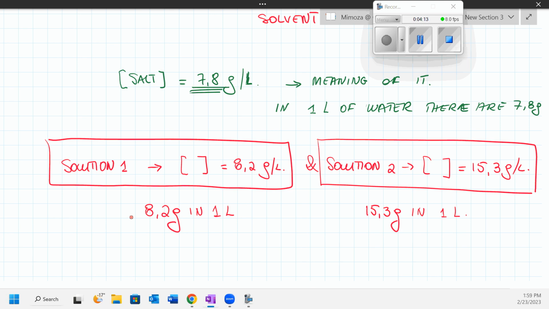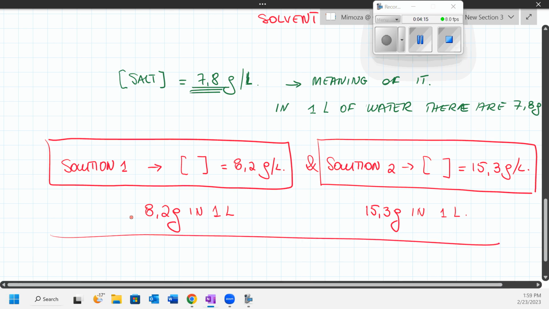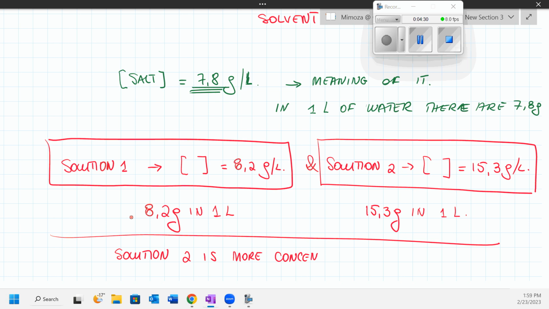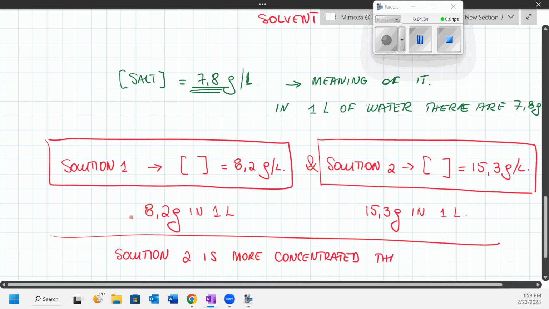So the expression that we use in this case, and the conclusion that we draw, is that solution 2 is more concentrated than solution 1. Okay?